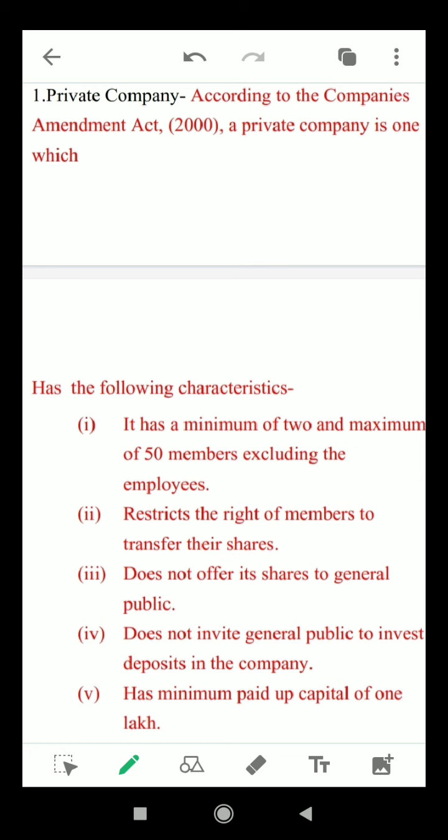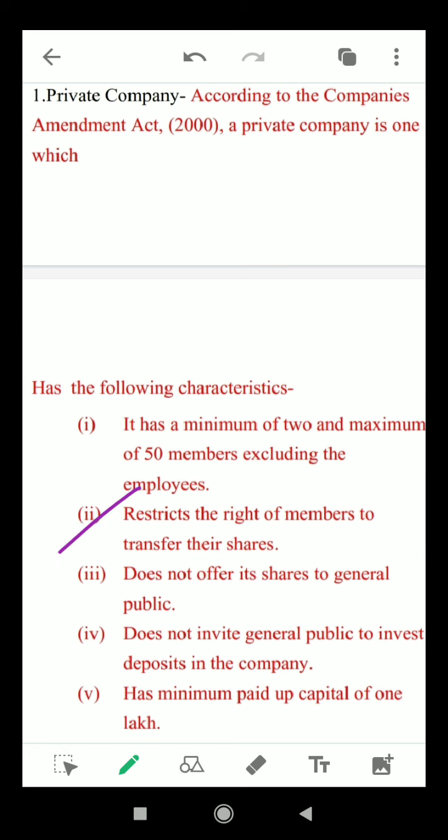Number one, it has a minimum of 2 and a maximum of 50 members, excluding the employees. So a private company can be formed with only 2 members, and the maximum is 50 members. If they include the employees, then it will be around 200. But after excluding the employees, there will be 50 members. So a minimum of 2 or a maximum of 50 members should be there to form a private company.